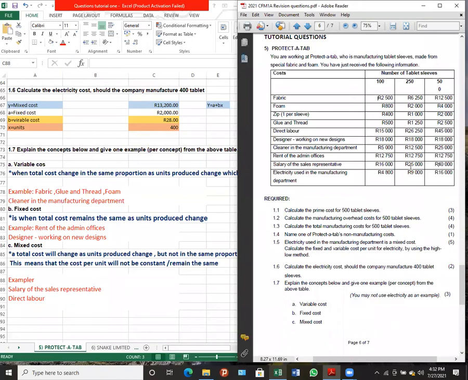Here is 80. 160, 100, 80. You see, it changed, guys, which means this cost is a mixed cost, guys.